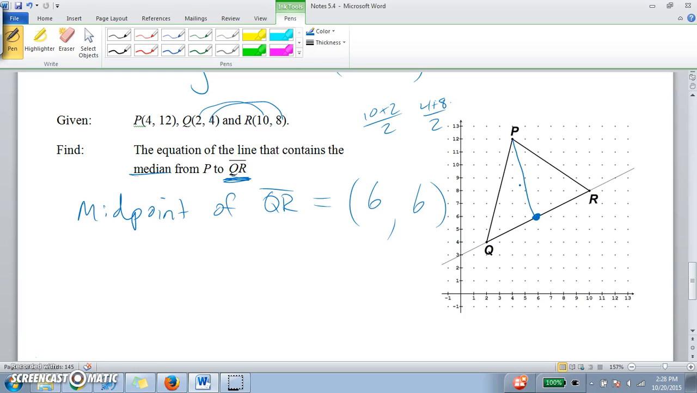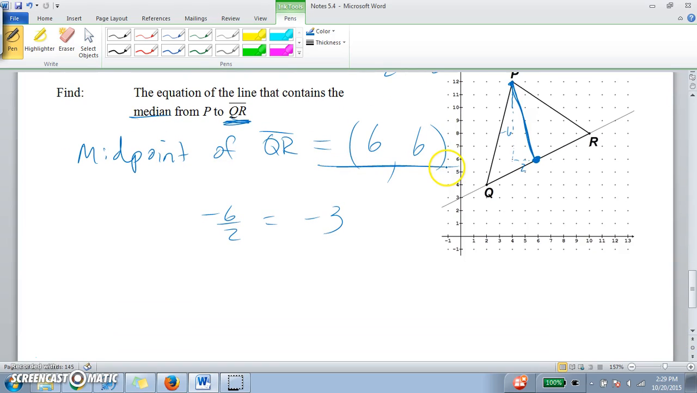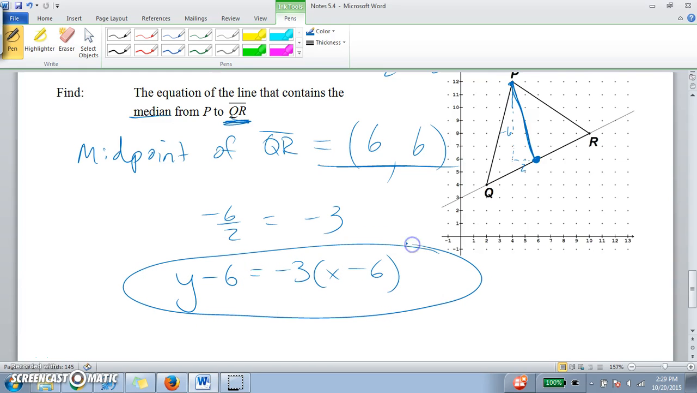We need to find the equation now, so we need to figure out the slope from P to this point right here. So if we count down 1, 2, 3, 4, 5, 6, and over 2, so down 6 over 2 would give us negative 6 over 2 for our slope, which would reduce to negative 3. So the slope of this line is negative 3. We can pick either point that it goes through to write the point slope form. Since we've got this one right here, we'll just use this one. Y minus 6 equals negative 3 times x minus 6. And that's our equation.